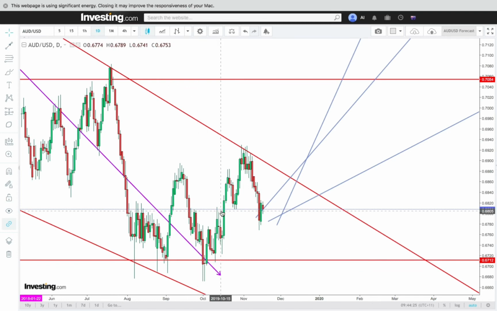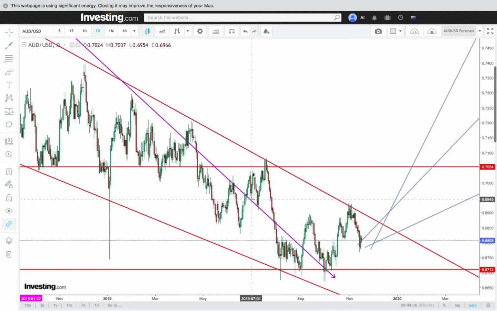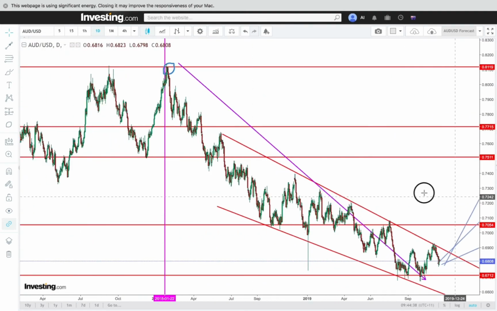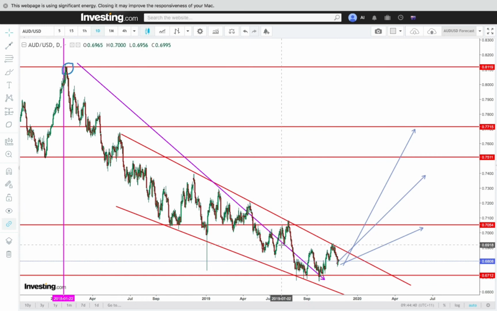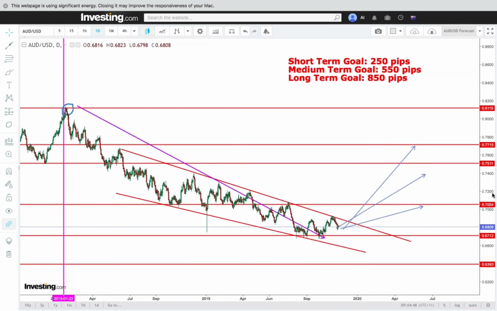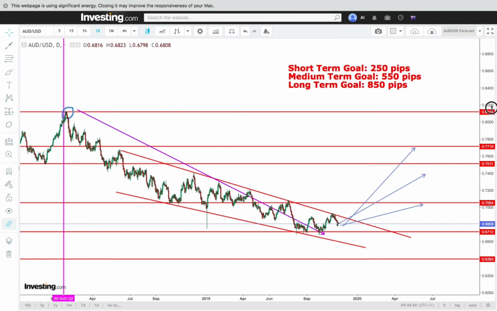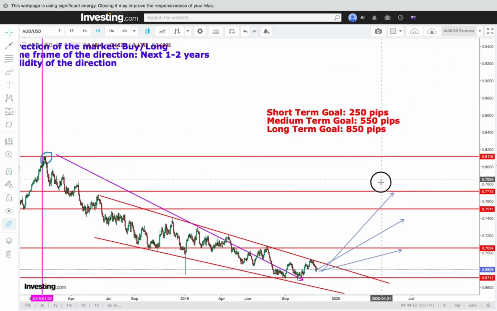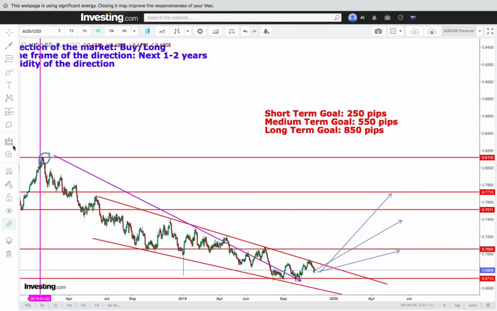So as you can see, buyers are really coming back. But to the 90% of people, this is not a buyer's market. This is not a buyer's market. This is still a seller's market. As you can see, it's going down, higher high, lower low, higher high, lower low. But I am saying this market is about to reverse. It's about to reverse, okay?